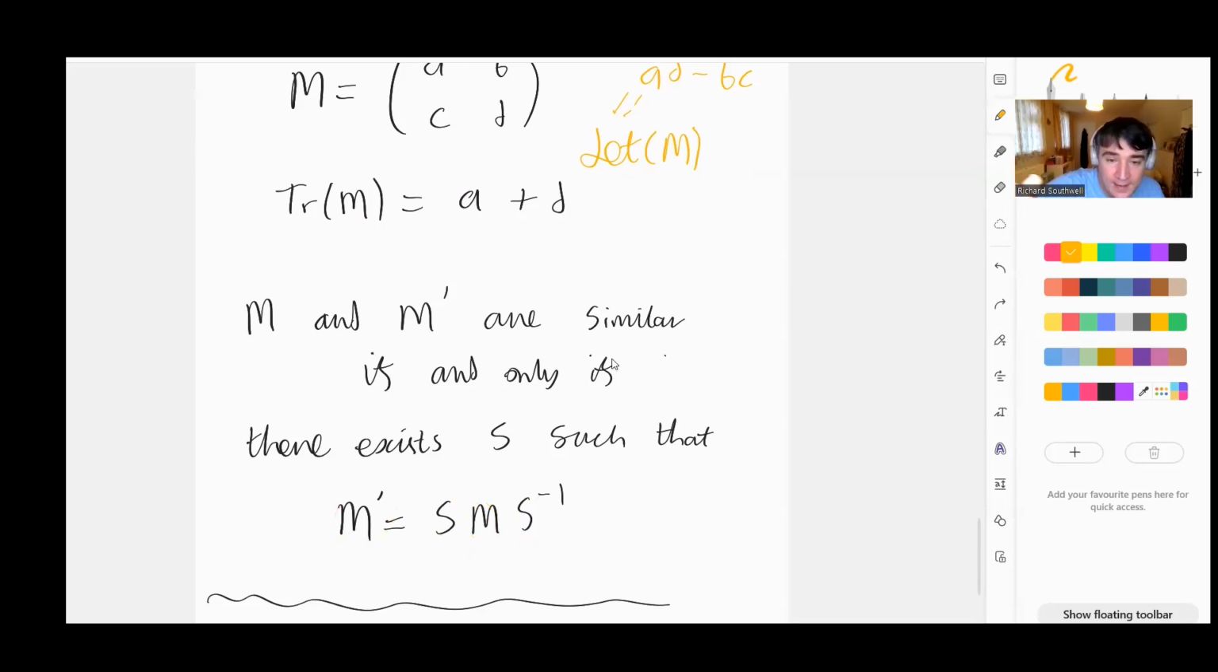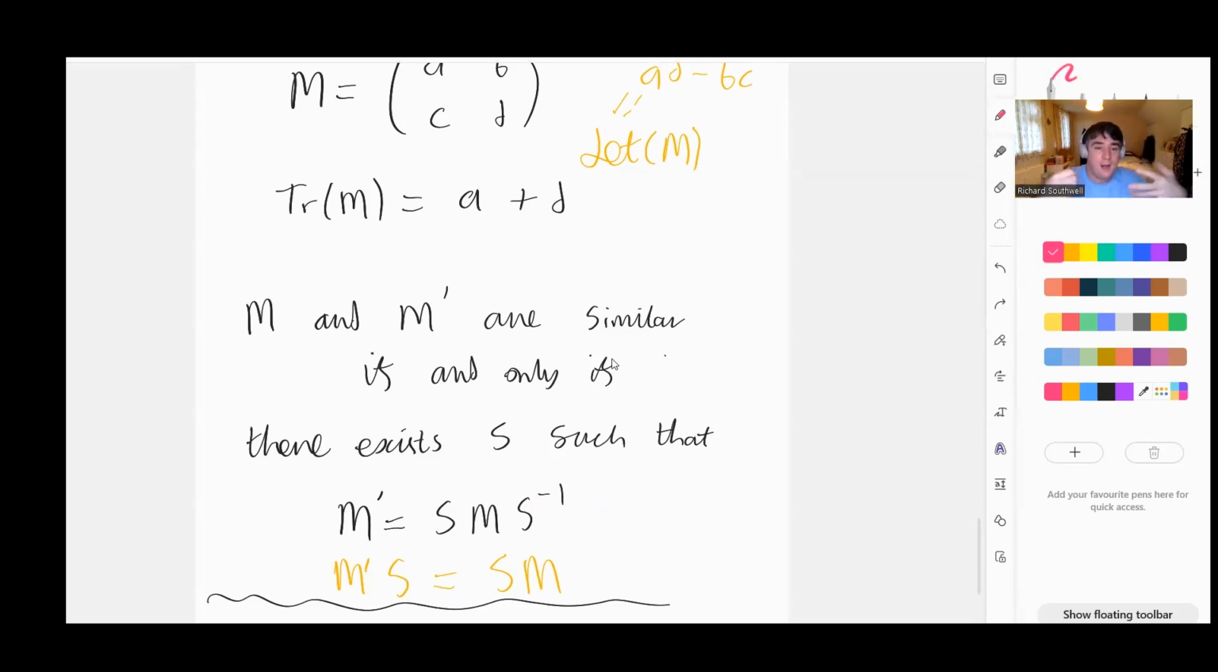An equivalent way to say this is that S is invertible, and we have M dash S is equal to SM. You can see that we can get this second equation by taking the first equation and multiplying it by S on the right side of both sides, because these two are going to cancel out and give us an identity. So that's the definition of similar matrices.